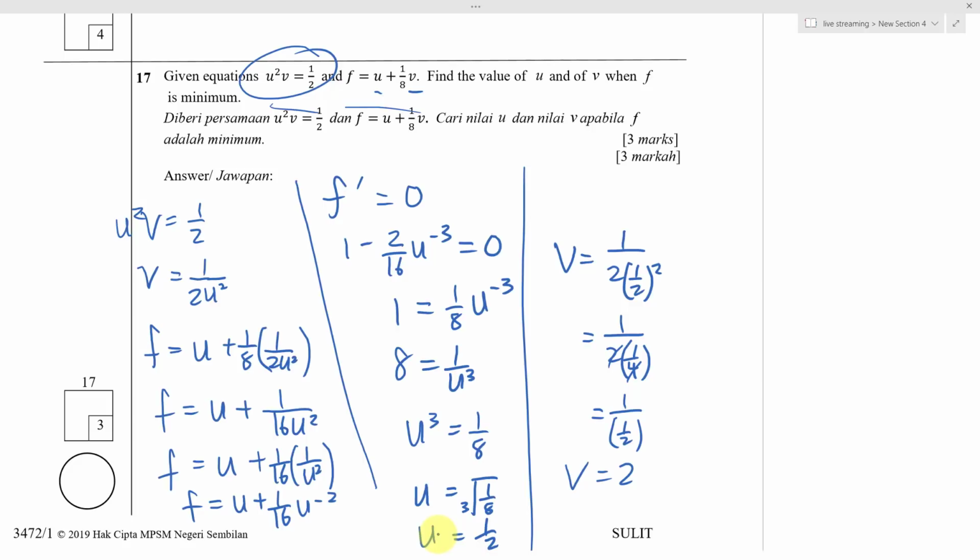So yeah, I guess this one is not too hard. Maybe the first thing is, some students might be a bit stuck because they see two equations, but because the question says they want f to be minimum, that means we need to differentiate f and make it 0, because for minimum and maximum we do the same thing. So the only difficult part over here is maybe the substitution. After you substitute into each other, then you just differentiate them.